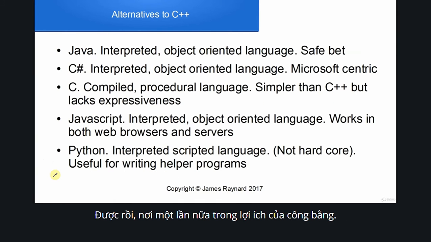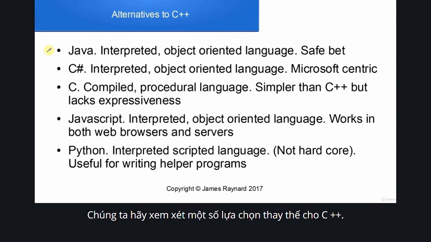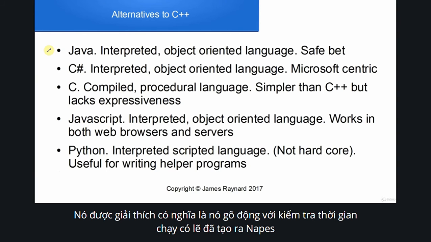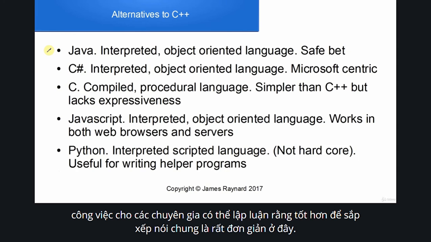Okay, so again, in the interest of being fair, let's have a look at some of the alternatives to C++. So Java is an object-oriented language. It's interpreted, which means it does dynamic typing with runtime checking. I mean, there may be some Java experts who might argue with that, but I'm just being very simplistic here.